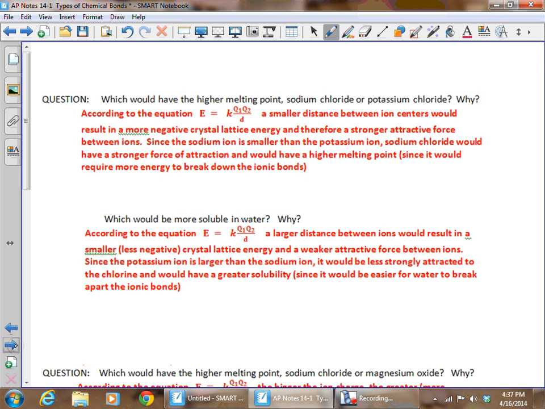The next question, which would have a higher melting point, sodium chloride or potassium chloride? The first thing that you should do is just to analyze. If we're looking for a higher melting point, what are we looking for in our compound? Are we looking for something that has a stronger attractive force between the ions or a weaker one? Well, if we want a higher melting point, what that means is it's going to take a lot more energy to break apart that compound, to break apart that lattice structure. So we're talking about a strong attractive force. So we're talking about a large crystal lattice energy.